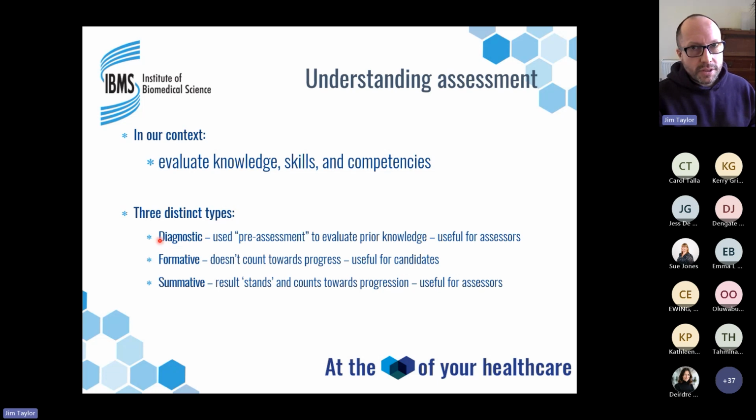The first one is diagnostic assessment, and this is really good assessment that's used to evaluate prior knowledge. You'll often find that this kind of diagnostic assessment just happens naturally. You very often start with a question such as, tell me what you know about diabetes, tell me what you know about how to produce a blood film. These diagnostic assessments are all about establishing pitch, and they can be a really useful planning tool when you are new to training in particular, to help understand what prior knowledge people are coming in with.